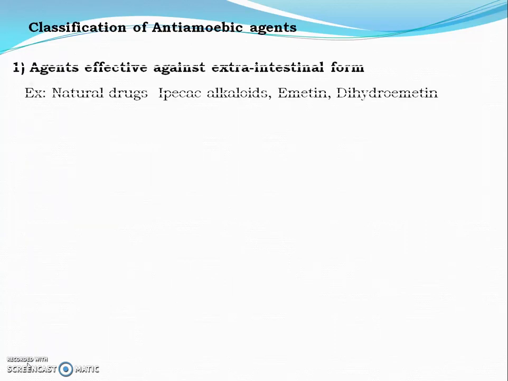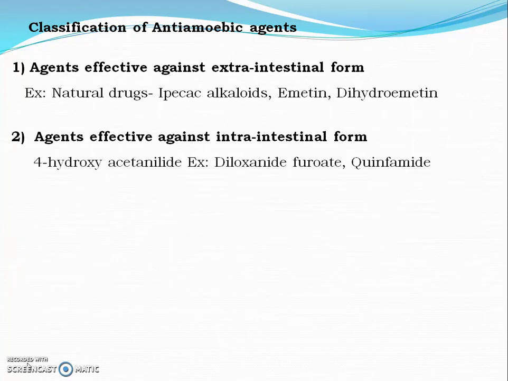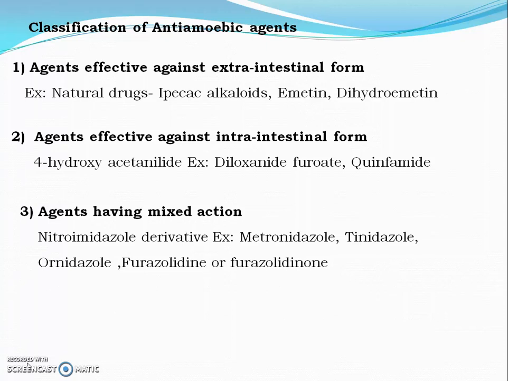Classification of antiamoebic agents. These are widely divided into three categories. The first, agents effective against extraintestinal form. Examples are natural drugs like ipecac alkaloids, emetine, dihydroemetine. Second, agents effective against intraintestinal form like 4-hydroxyacetanilide. Examples are diloxanide furoate and quinfamide. Third, agents having mixed action like nitroimidazole derivatives. For example, metronidazole, tinidazole, ornidazole, furazolidine or furazolidone.